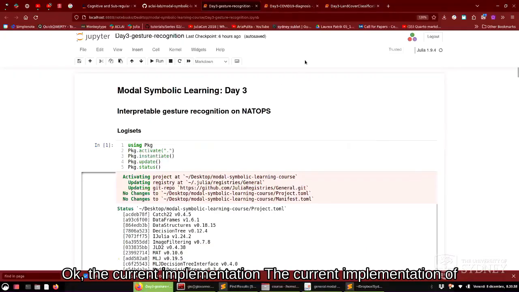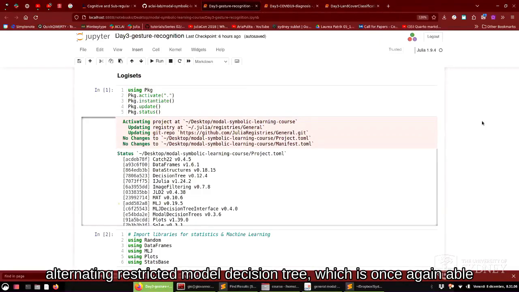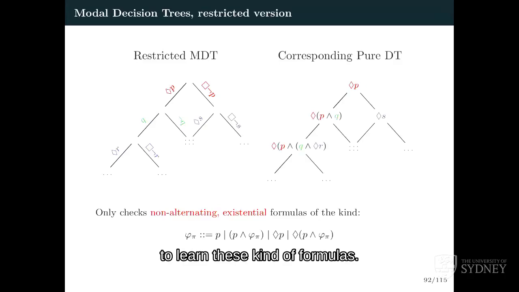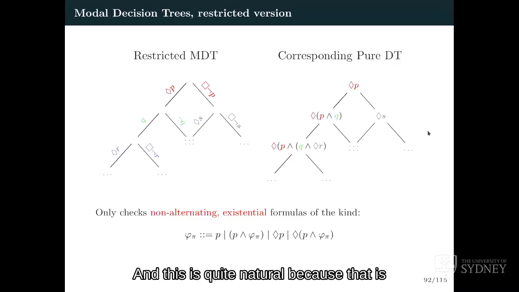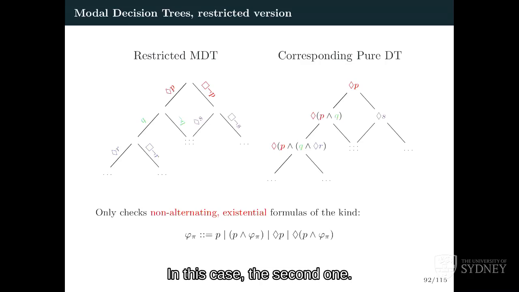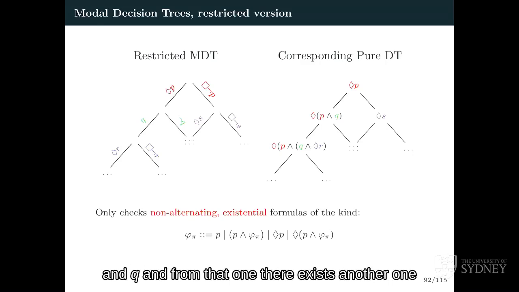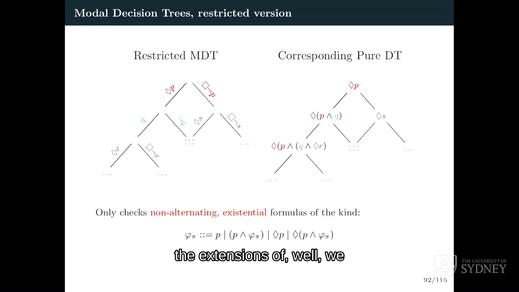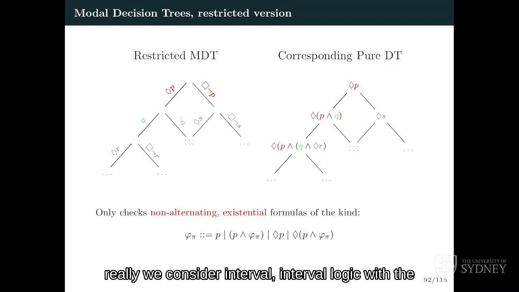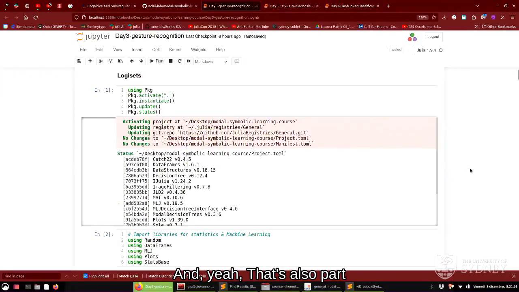Okay, the current implementation of a model decision tree available in Julia is this non-alternating restricted model decision tree, which is once again able to learn these kind of formulas, and this is quite natural because that is basically saying there exists an interval with a property and another related interval. In this case, the second decision is not a diamond one. So actually I'm saying there exists an interval where P and Q, and from that one there exists another one with R. But when we talk about intervals, we consider interval logic with the 13 Allen interval relations that you saw yesterday. And that's also part of the transformer in a way, and of the learning algorithm.